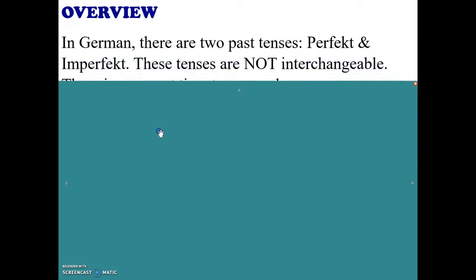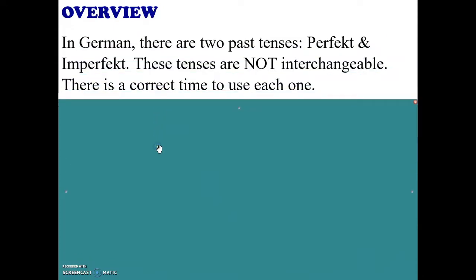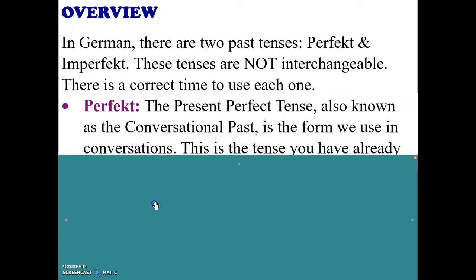All right, so let's really get into this lesson now. The first thing you need to understand is that in the German language, there are two past tenses that are used on a regular basis, the perfect and the imperfect. You previously learned the perfect, which is the present perfect tense, and in this lesson, we're going to be really looking at the imperfect. These two tenses are not interchangeable. There is a correct time to use each one, and it's essential that you understand the correct time and use them in the correct situations.